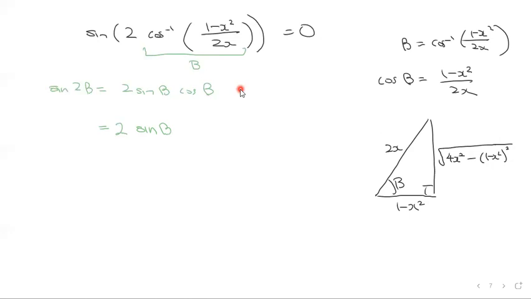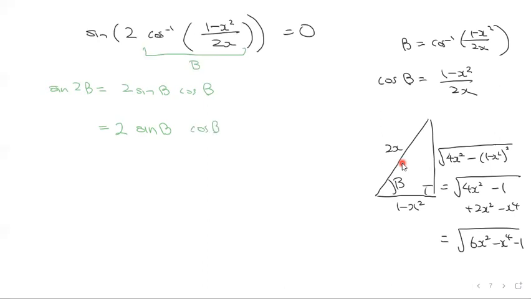So with a little bit of work, that's going to equal the square root of 4x squared minus 1 plus 2x squared minus x to the power 4. So it's going to be 6x squared minus x to the power 4 minus 1. Now, keeping that in mind, the sine of beta is opposite over hypotenuse. So it will be 2 times opposite, the square root of 6x squared minus x to the power 4 minus 1, all over 2x, times cosine of beta, which is 1 minus x squared over 2x.